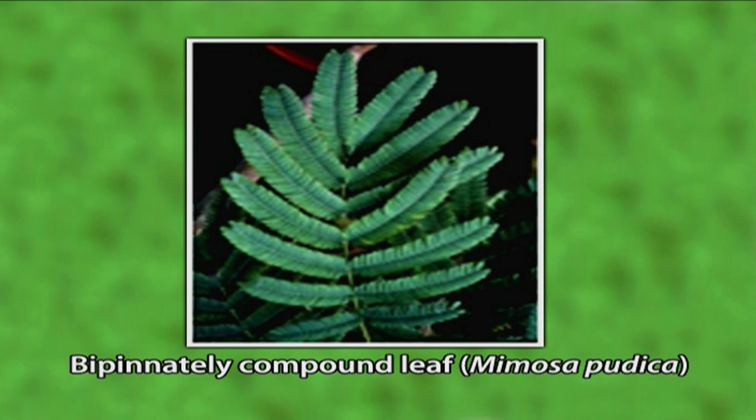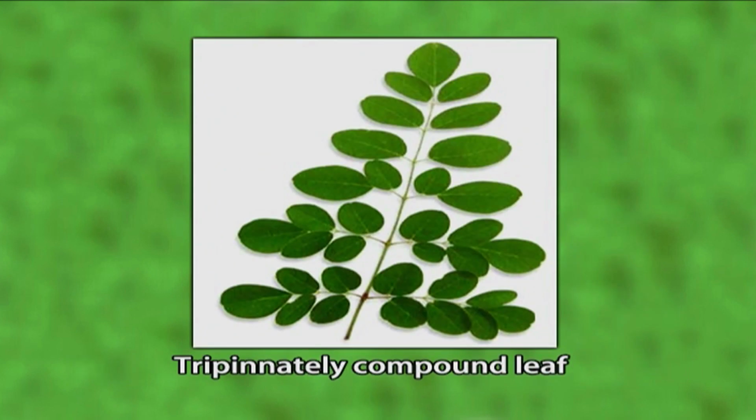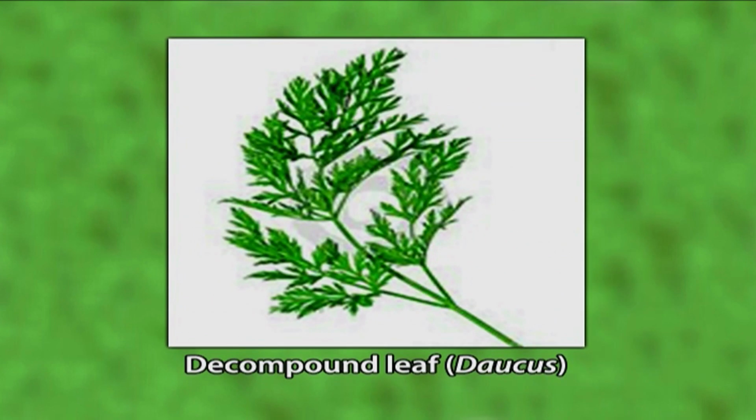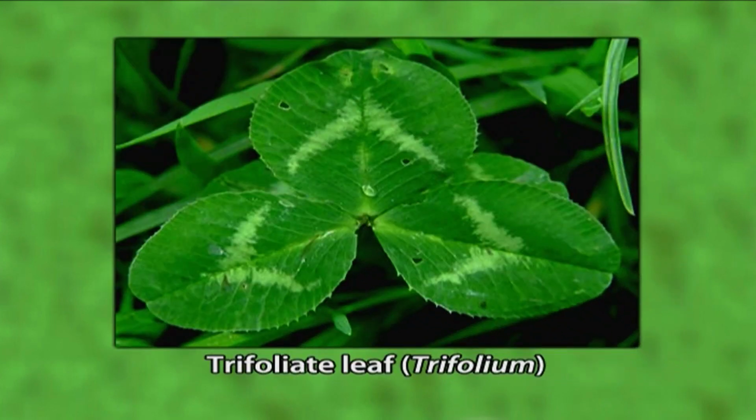Bipinnate, in which the leaflets are themselves pinnately compound, also called twice pinnate, as in Mimosa pudica. Tripinnate, in which the leaflets are themselves bipinnate, also called thrice pinnate. Decompound leaves, in which the leaflets are themselves compound, as in docks. Trifoliate compound leaves. A pinnate leaf with just 3 leaflets, Trifolium, Laburnum, etc.